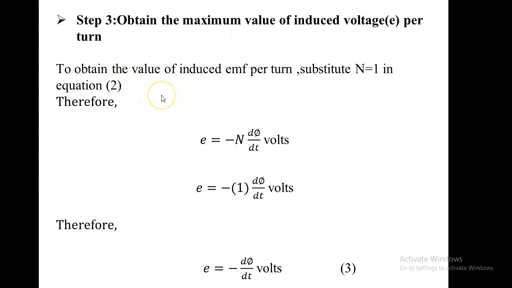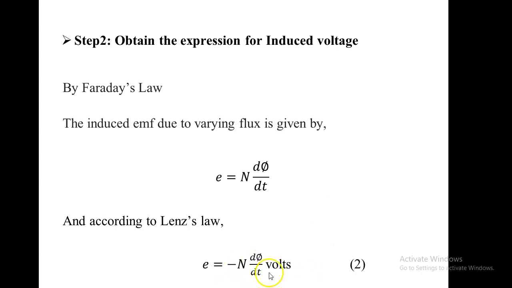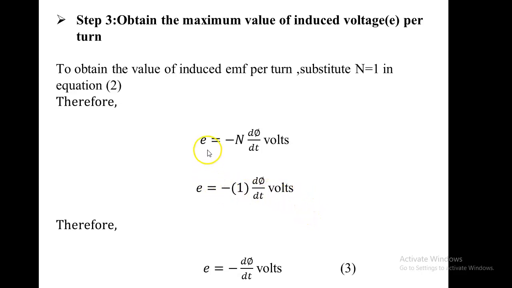Now in step 3 we have to obtain the maximum value of induced EMF per turn. So to obtain the value of induced EMF per turn, substitute N = 1 in equation number 2. Here we have to put the number of turns as 1. So what we will get, E = minus N d phi by dt. N is 1, so one turn we have considered here. E = minus 1 d phi by dt volts. Therefore we can write the induced EMF per turn as E = minus d phi by dt volts. This is equation number 3.